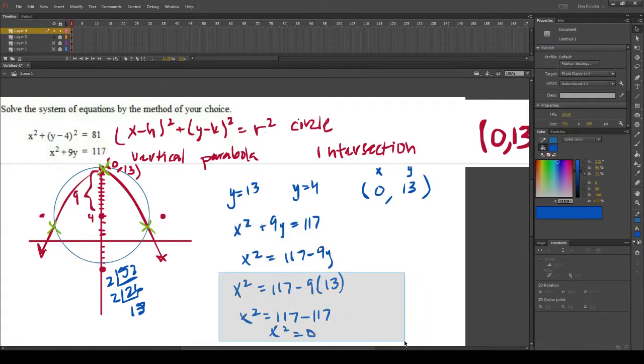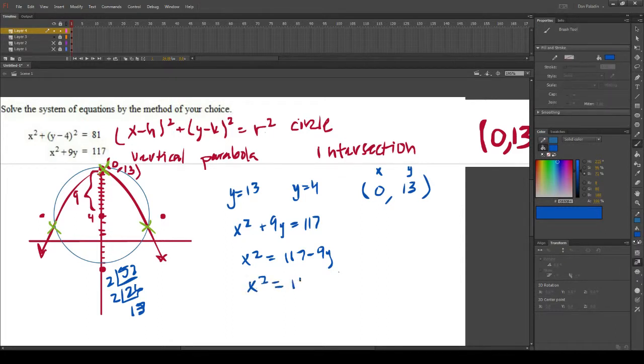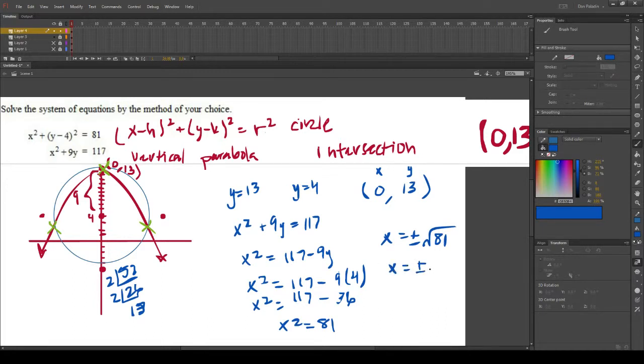I'm going to do the same thing again, but instead of 13, I'm just going to plug in my 4. Okay, so we'll say x squared is equal to 117 minus 9 times 4. So that's 117 minus 36. Again, just going to use a calculator here, save some time. Okay, I get 81. x squared is equal to 81. So when you take the square root of that, you're going to get x is equal to plus or minus the square root of 81. So that's going to be x is equal to plus or minus, wow, almost fooled you guys, right? 9. Okay, x is equal to plus or minus 9. So those coordinate points are going to be 9, 4, and then the other one, which is negative 9, 4. So those are your answers.